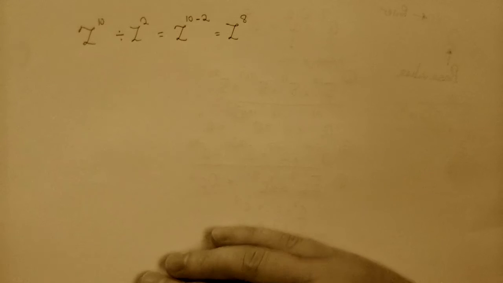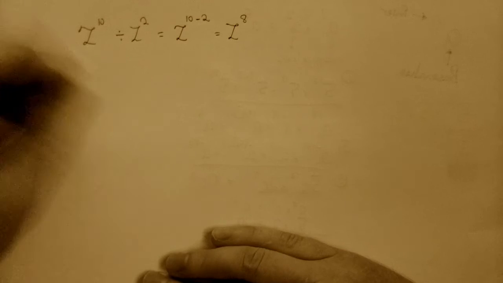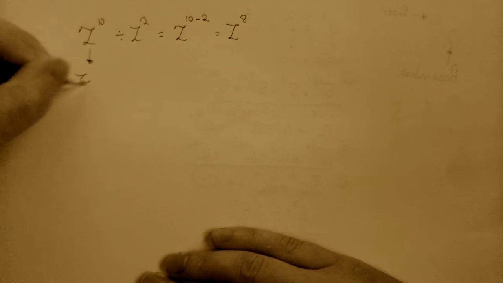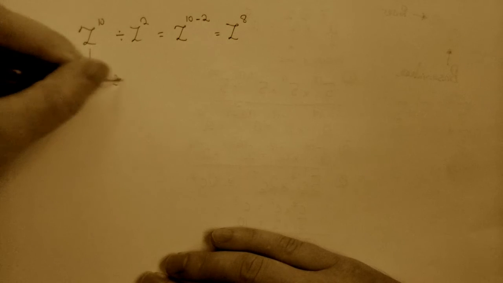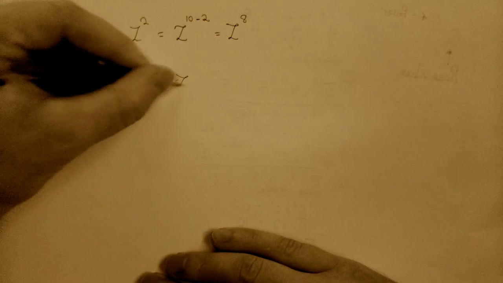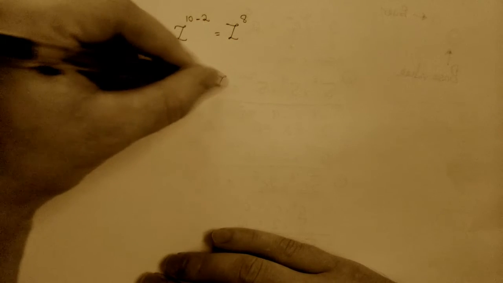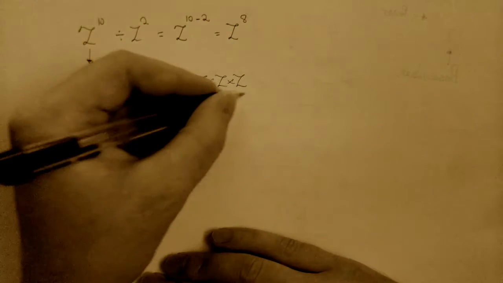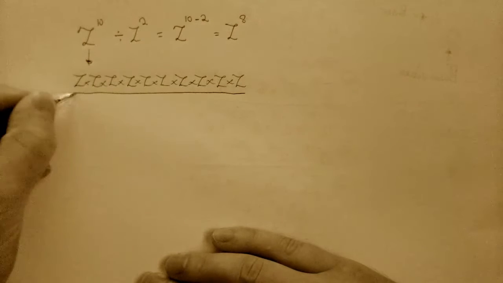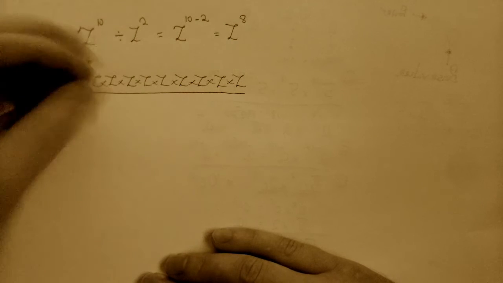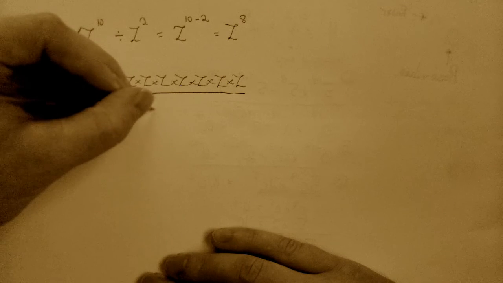And if you're thinking, why would you take away the powers, well, very quickly, z to the power of 10 is z times itself 10 times. So that's 4, 5, 6, 7, 8, 9, that's 10 of them. I can write division as a fraction, so it's like this. It's divided by z to the power of 2, which is z times z.